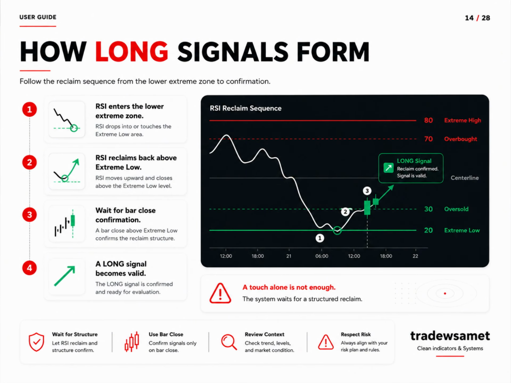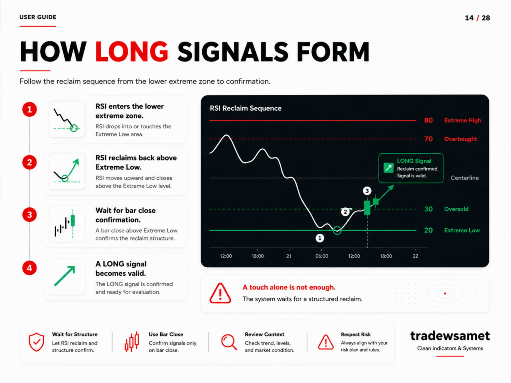First, RSI enters or touches the lower extreme zone. At this point, there is no confirmed long signal yet. It only means that the oscillator has reached a stretched downside area. Second, RSI reclaims back above the extreme low level. Third, you wait for bar close confirmation.